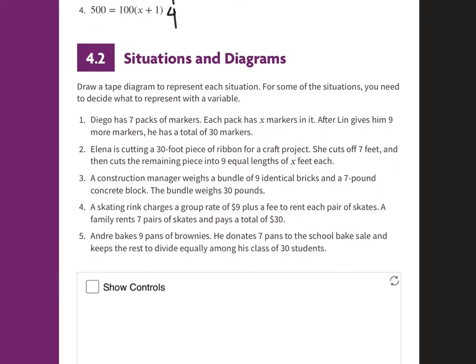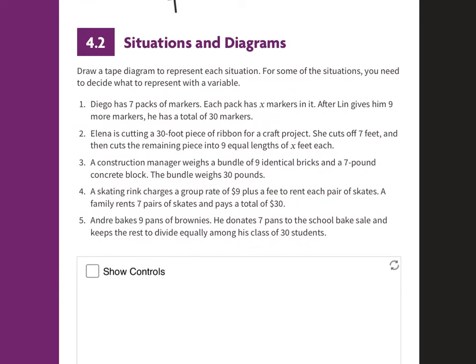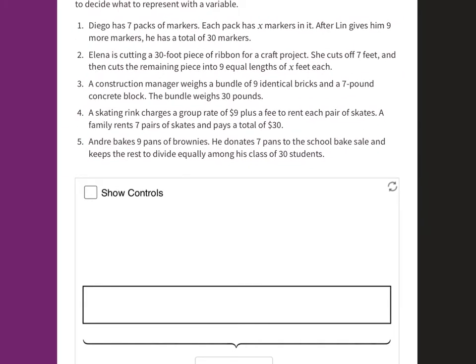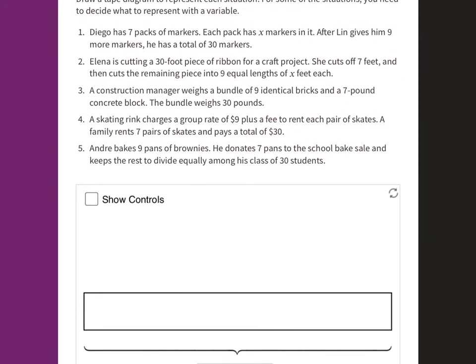All right, 4.2. Draw a tape diagram to represent each situation. For some of the situations, you need to decide what to represent with a variable. Okay? So, Diego has 7 packs of markers. Each pack has X markers in it. After Lynn gives him 9 more markers, he has a total of 30 markers.